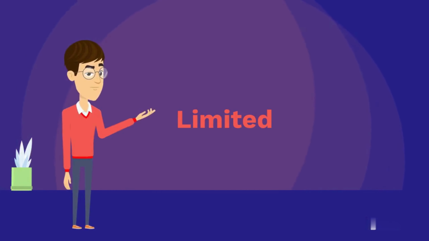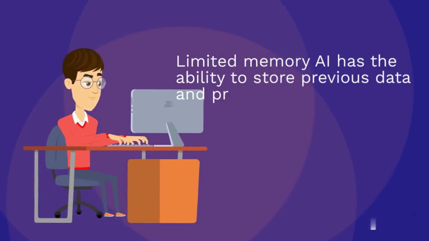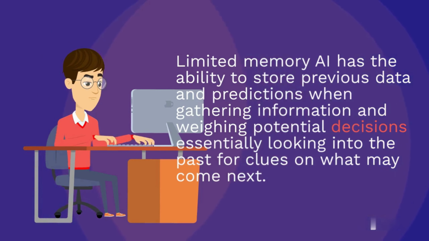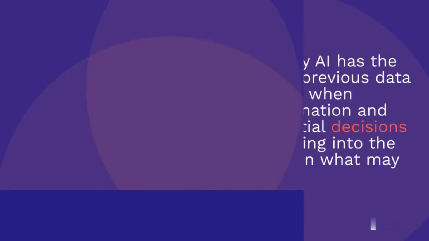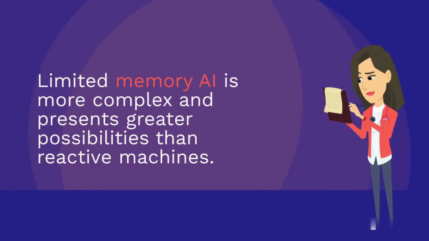Limited memory. Limited memory has the ability to store previous data and predictions when gathering information and weighing potential decisions, essentially looking into the past for clues on what may come next. Limited memory is more complex and presents greater possibilities than reactive machines.